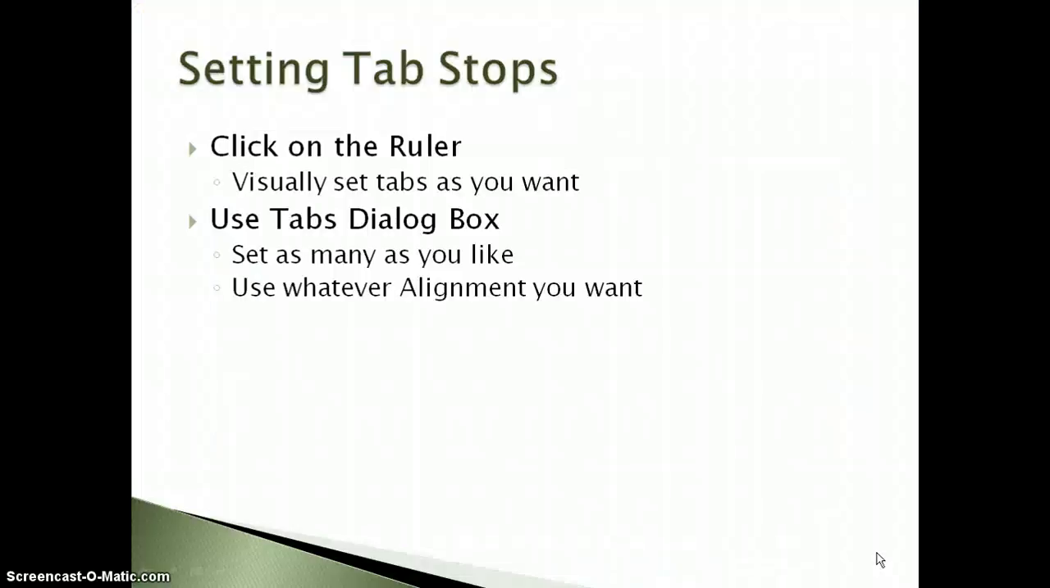Let's talk about now how you actually set a tab stop. There are two ways that you can do this. The first way is to click on the ruler. The first thing you're going to do is select the tab stop that you want in the upper left hand corner like I was just showing you. The other way is to set a tab stop in the tabs dialog box. Each method has its own pros and cons, but we're just going to quickly look at how that works.